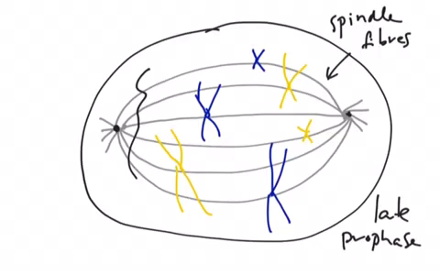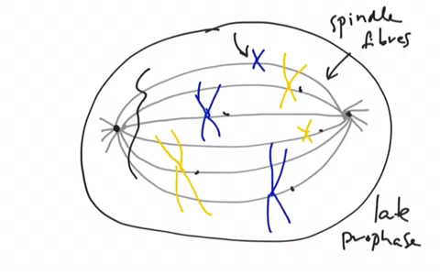In mitosis, each chromosome or pair of chromatids attaches to a different spindle fiber. So this one attaches to this spindle fiber, this one attaches there, this one attaches there, this one attaches there, this one attaches there. So each chromosome attaches to a different spindle fiber.